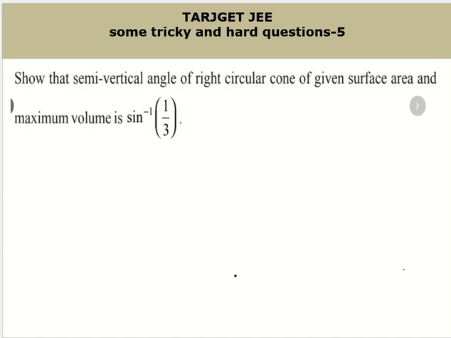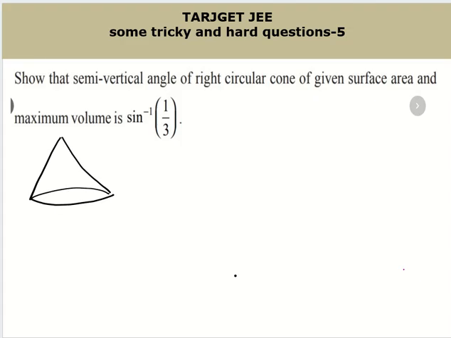Another tricky and hard CBSE question. Show that the semi-vertical angle of a right circular cone of given surface area and maximum volume is sine inverse of 1 by 3. So we are talking about a cone.